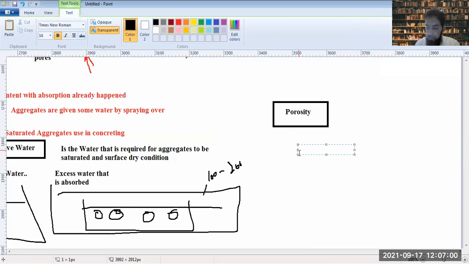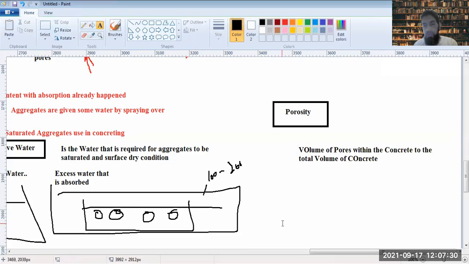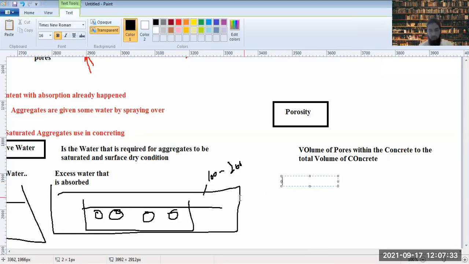It is the volume of water pores within the concrete to the total volume of concrete. Simple definition, you have volume of pores with respect to the volume of the total concrete. But how do you determine the total pores within the concrete? So you use the permeability methods to determine the porosity of the concrete. I discussed this briefly already.